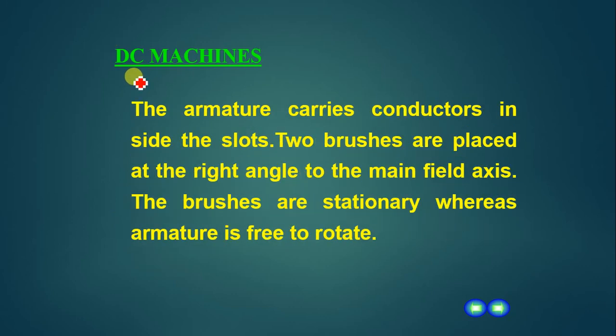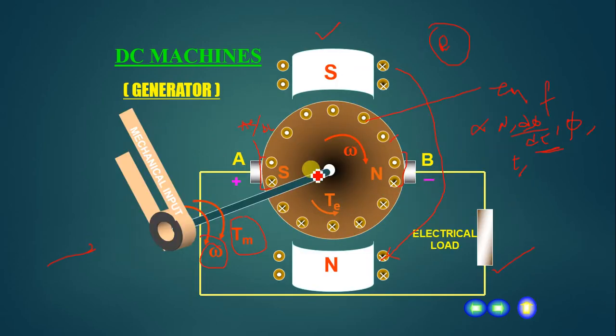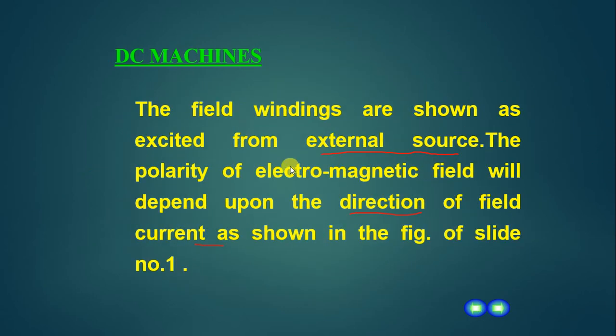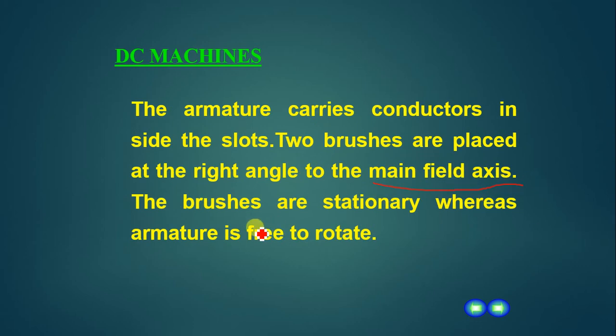Okay, so the armature carries some conductors in the slots. Two brushes are placed at right angles to the main field coils. These brushes are stationary, they won't move. But the armature is free to rotate. This is possible with the shaft, and this shaft is supported by two bearings.